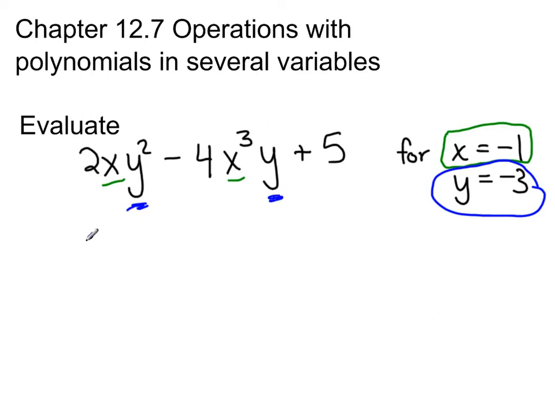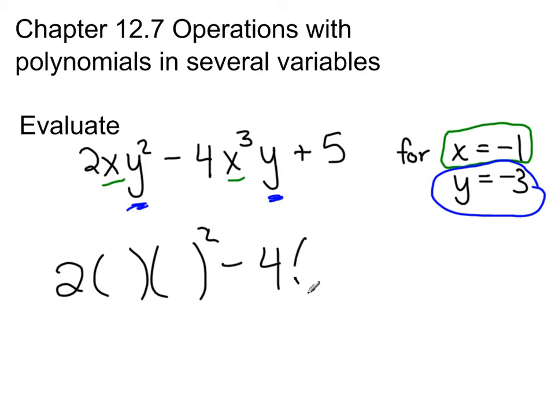So what I'm going to do is rewrite this. I have 2. Going on between 2 and this x is multiplication, and y squared. So I'm writing parentheses for my x's and y's, and then I'll just plug these values in after I finish rewriting this. And then I have minus 4x cubed, and then y is hanging along at the end. Oops, I don't actually want to write y. I want to leave that blank. And plus 5.